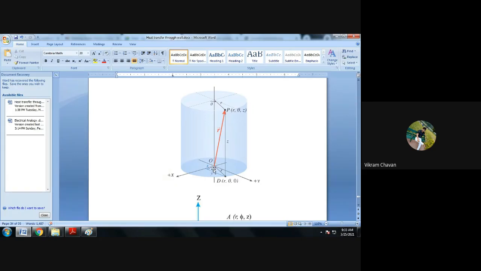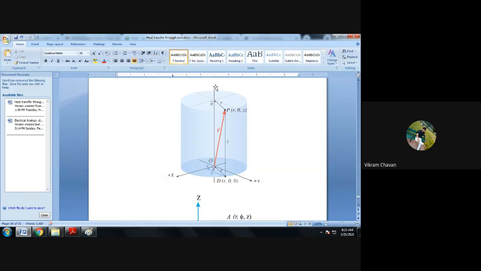Z is nothing but height from the surface. Consider that this is the P point we have considered in a cylinder. And we have to measure the coordinates of this particular P point. So how can one measure the coordinates of this particular P point? In that case, we have to take the help of a general coordinate system or a Cartesian coordinate system.